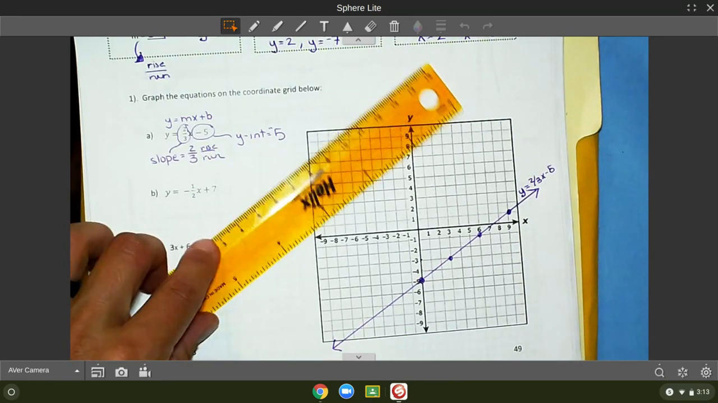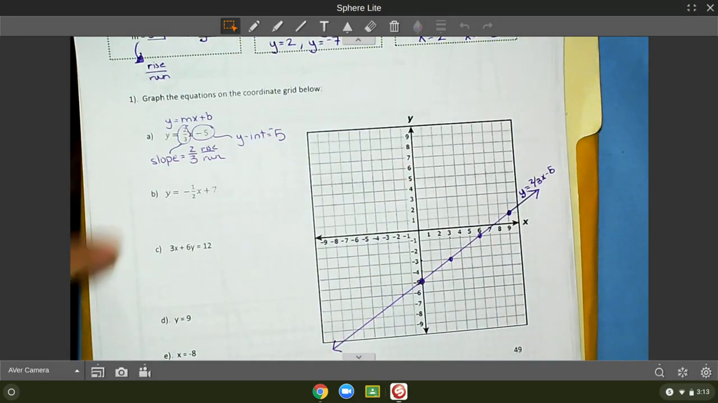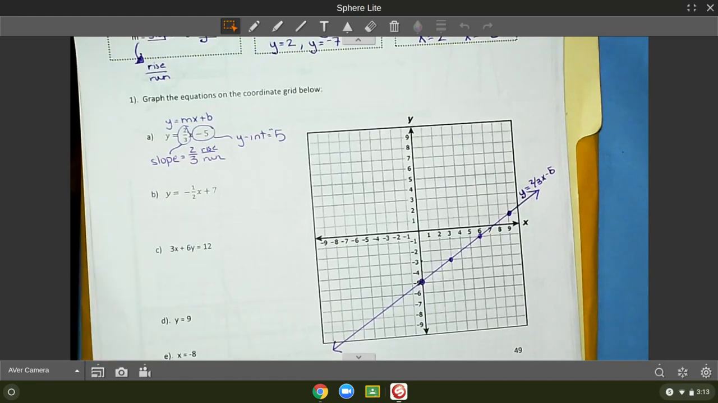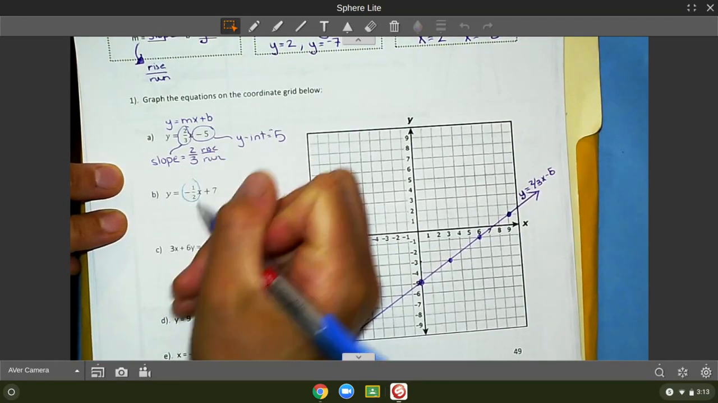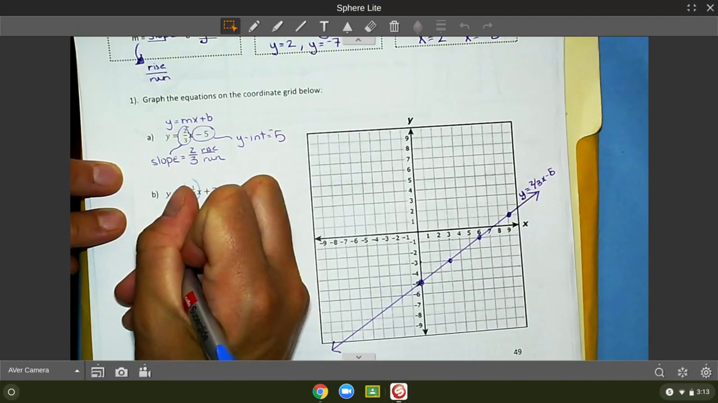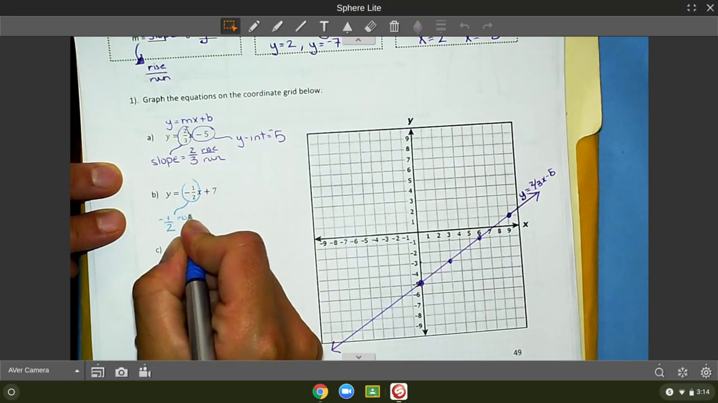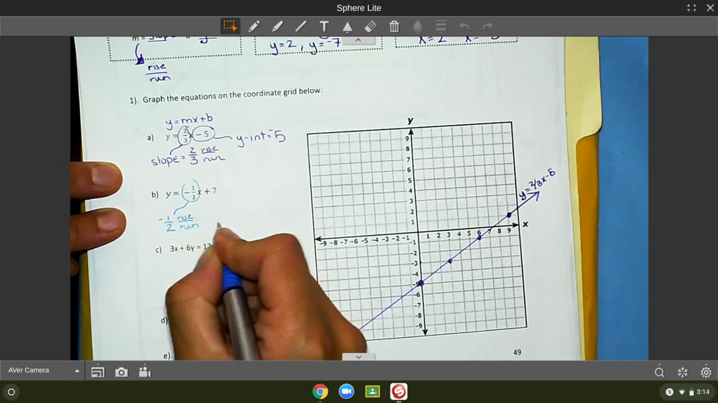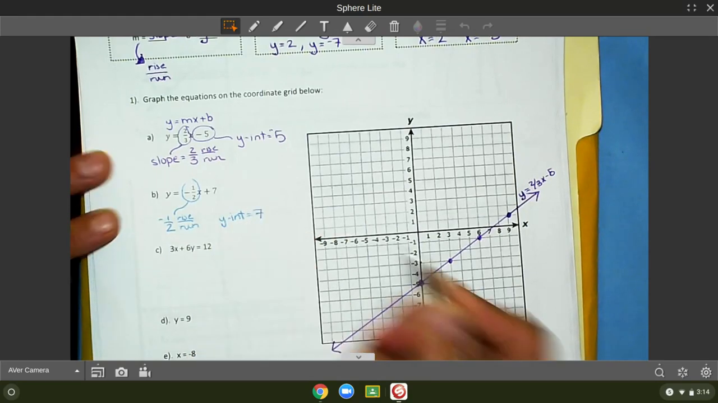All right, next up, let's take a look at part B. Now we're going to graph the line y equals -1/2 x plus 7. So this is our slope. Our slope is -1/2, which means we're going to rise over run, and our y-intercept is equal to 7.